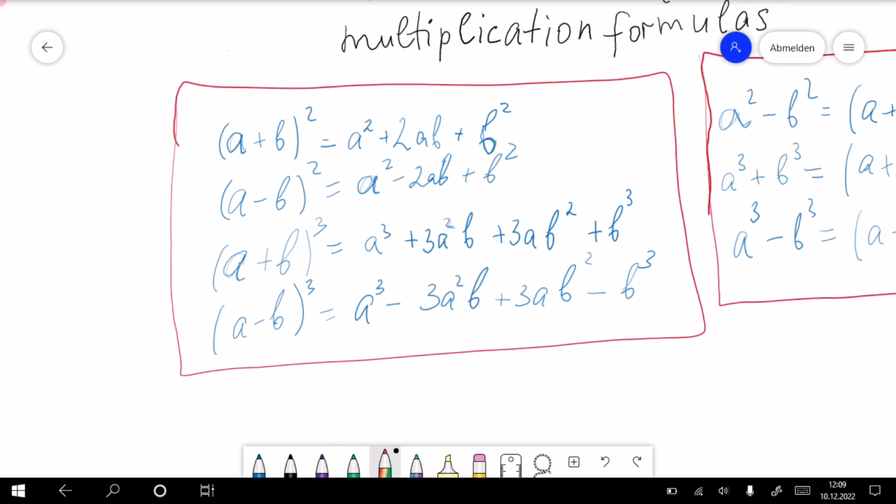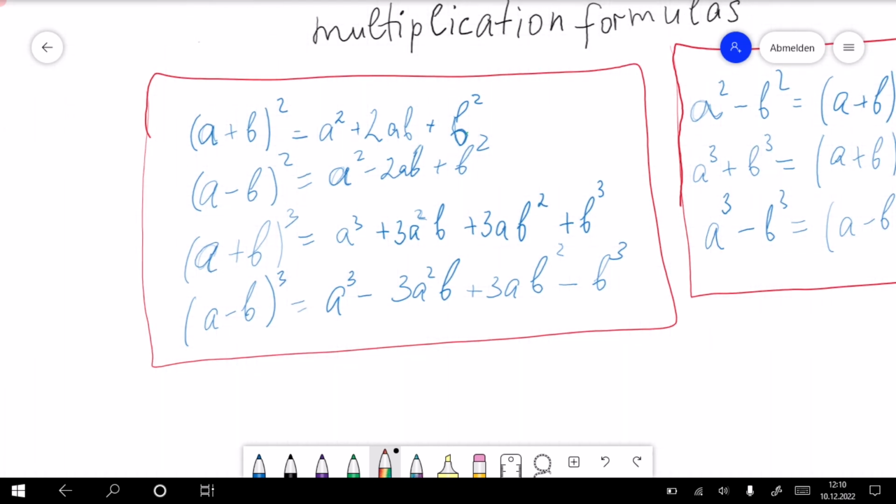The first one is the square of sum. A plus b squared equals a squared plus 2 times a times b plus b squared. The second one is very similar to the previous. It is called the square of difference. A minus b squared equals a squared minus 2 times a times b plus b squared. So the difference between the two is only one sign, only one minus.